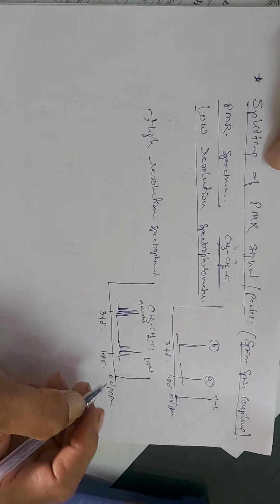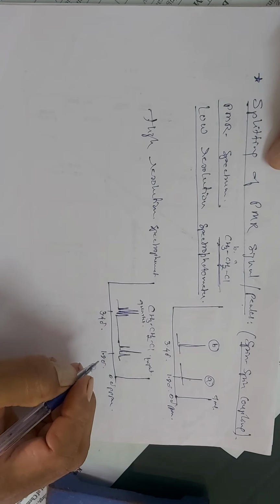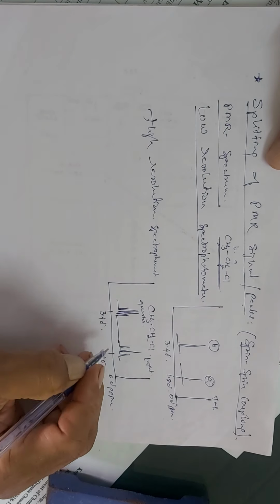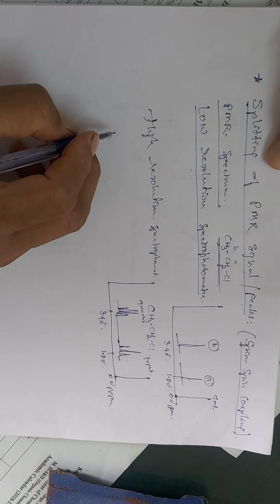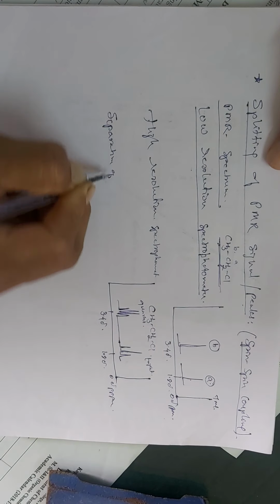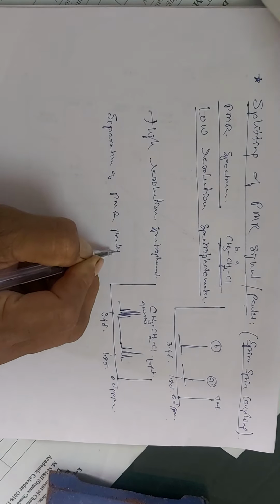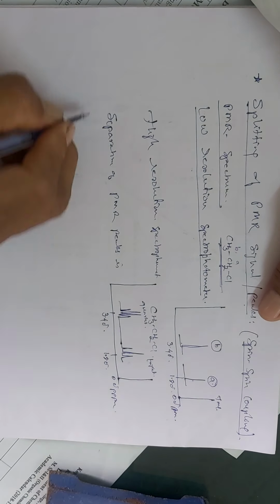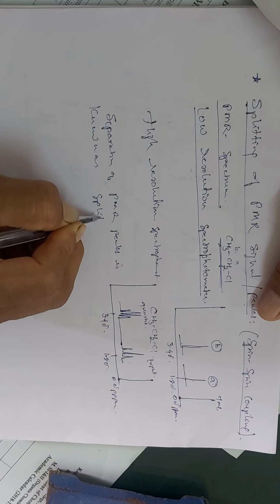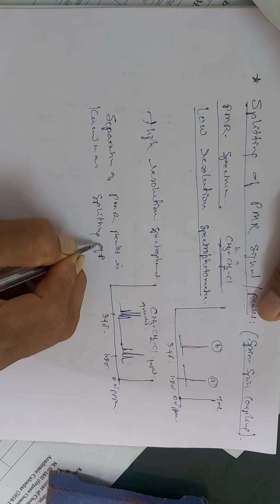What happens here? The separation of the PMR peaks into a number of smaller peaks is known as splitting of PMR signals.